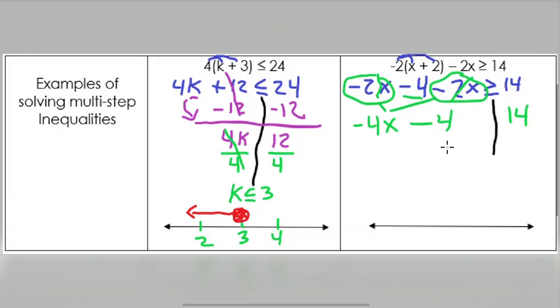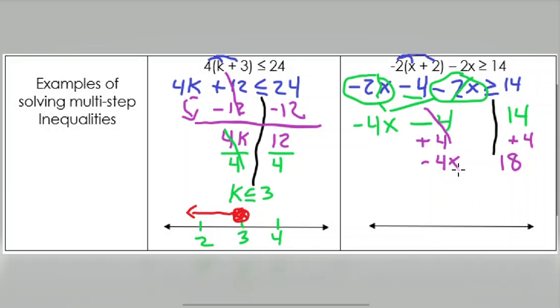Now I'm left with a two-step equation, or two-step inequality, sorry. So I want to get rid of this minus 4, so I can do plus 4. And that plus 4 cancels out this 4 and leaves me with this negative 4x. And on the other side, I have 14 plus 4, and 14 plus 4 is 18. Now I have one last step.